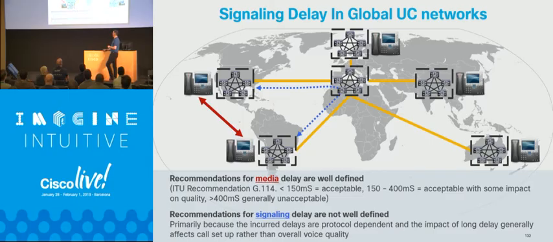So, if you look at the recommendations for media, it's pretty well defined. We know what that is in terms of over 400 milliseconds, you're going to get bad quality. But for signaling, there isn't a definition. And the reason for that is that it depends on the protocol you're using. But also, if you're using a specific protocol, the number of packets that you'll send to set up media, as we've seen, will depend on whether I'm using delayed offer or early offer or PRACK.